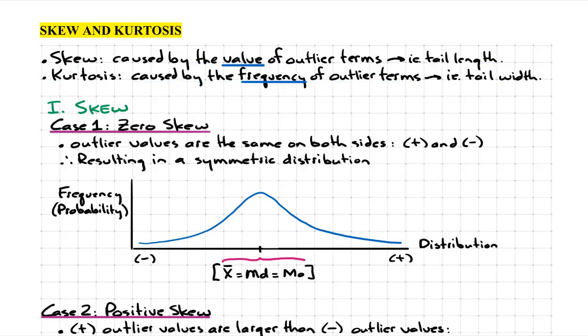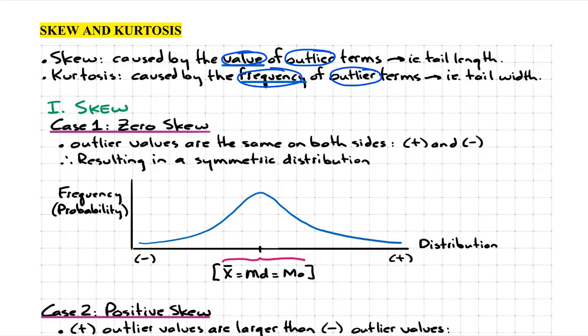When you think of skew or kurtosis, you're thinking about the outlier values. These are the extreme values at either end of the distribution, so the really, really high numbers or the really, really low numbers. Now, what do you want to know about these extreme values? Well, first of all, what are their values? For example, if I'm looking at a positive outlier, is it plus 100 or is it plus 100 million? Tell me the value. And the other thing is, tell me about the frequency of these values.